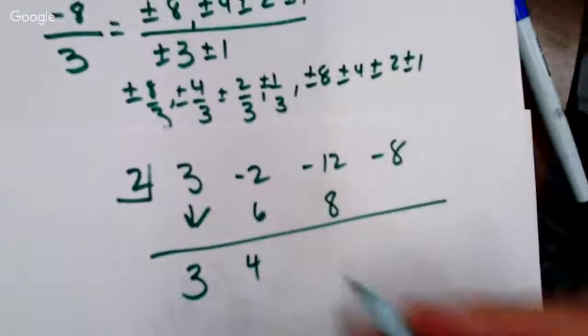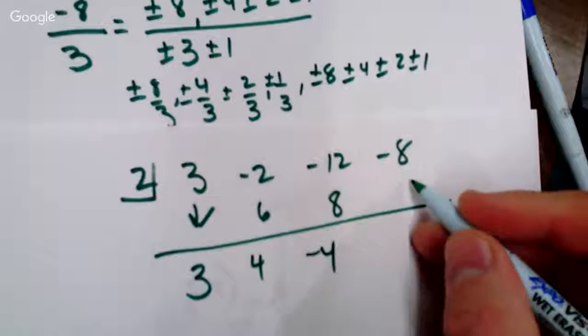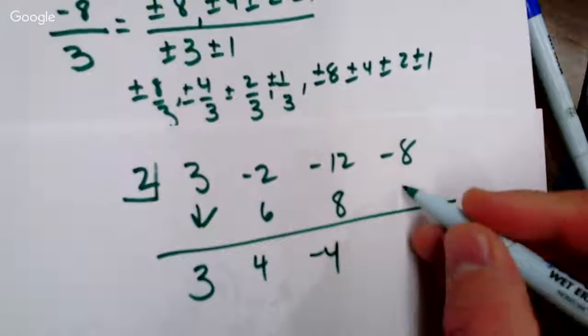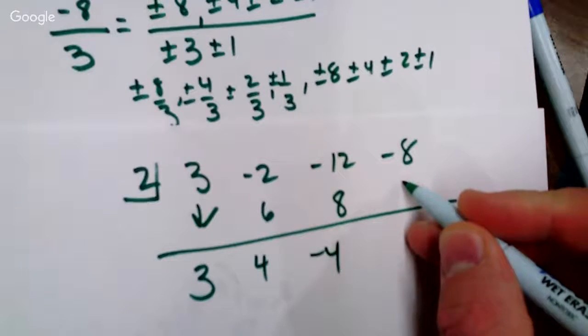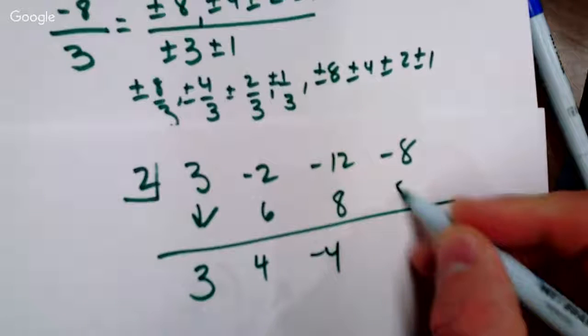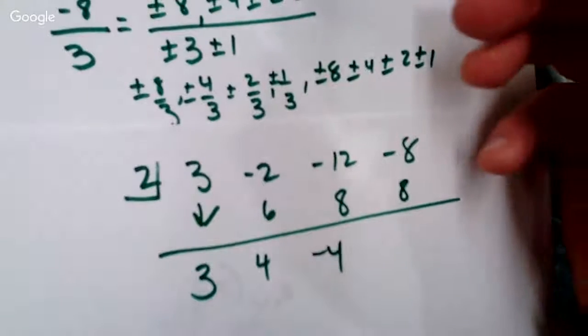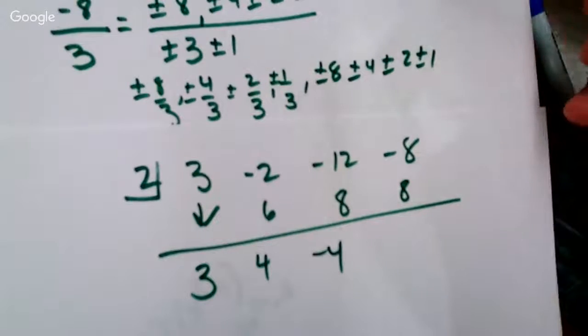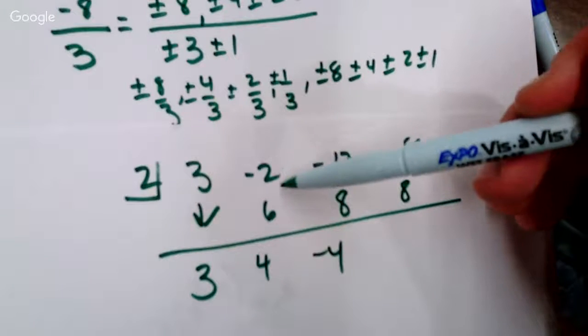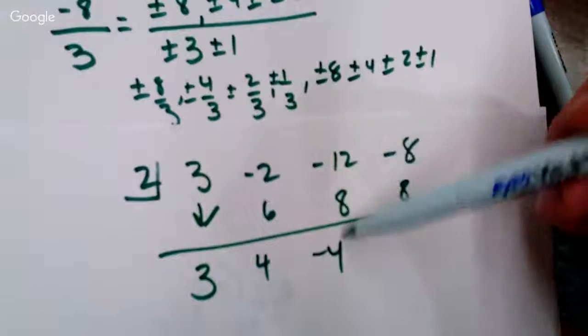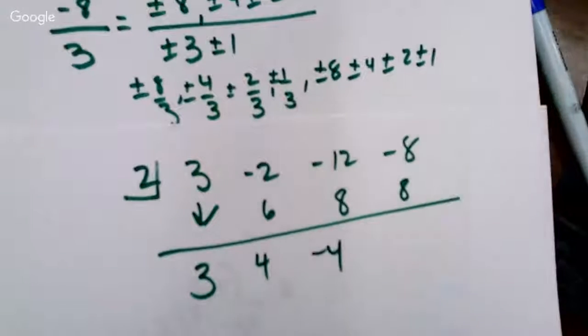What do we got here? Negative 4 times that is negative 8. Hold on just a sec. I feel like I forgot something here. That's going to be a negative 8. Did I copy this right? I felt like that was supposed to work. 3, negative 2, negative 12, negative 8. Yep, that didn't work out.